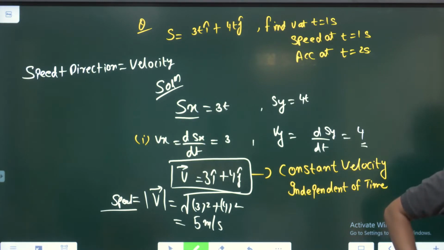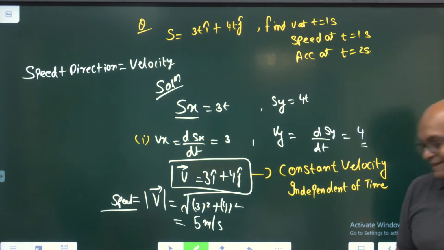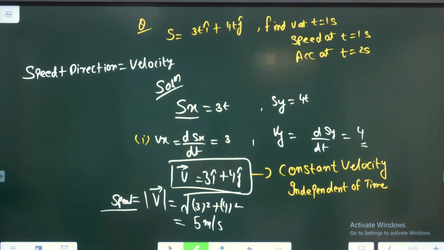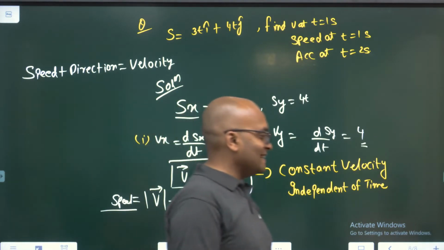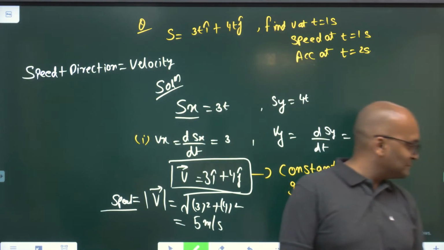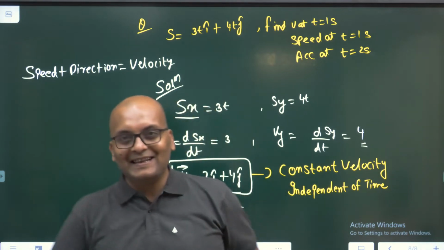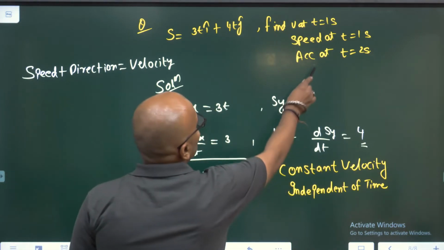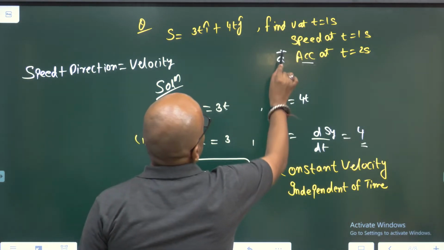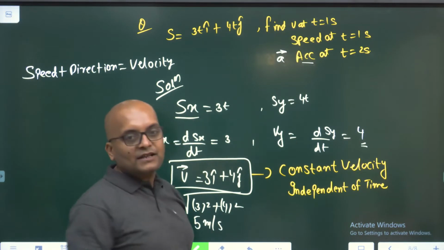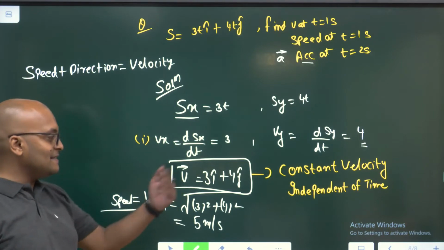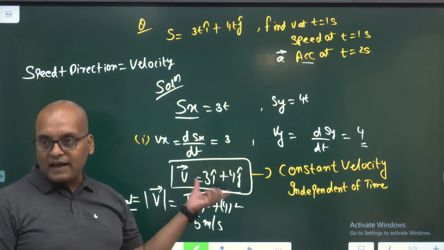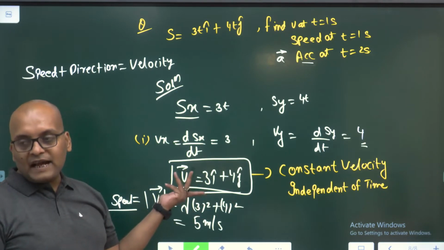The acceleration will be constant because... no, acceleration will be 0 because velocity is constant. Yes, Shireen, yes. Okay, now that's good. I like it. So acceleration, you have to calculate acceleration. Acceleration will be 0 as Shireen said. Why? Because velocity is not having any term of time. Yes or no? No time is here.